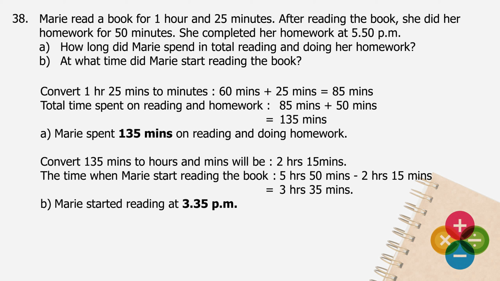Convert 135 minutes to hours and minutes will be 2 hours 15 minutes. The time when Marie started reading the book will be subtract 2 hours 15 minutes from 5 hours 50 minutes, and the difference is 3 hours 35 minutes. B. Marie started reading at 3:35 p.m.